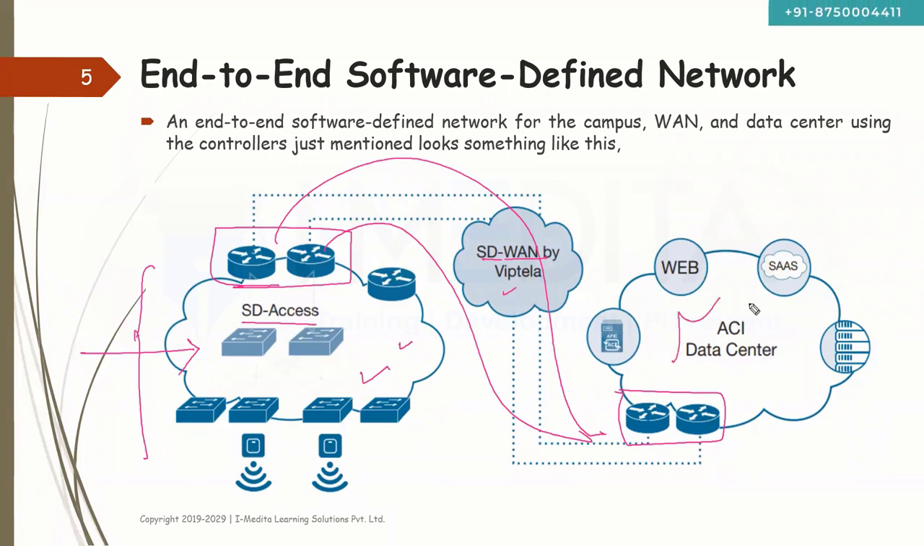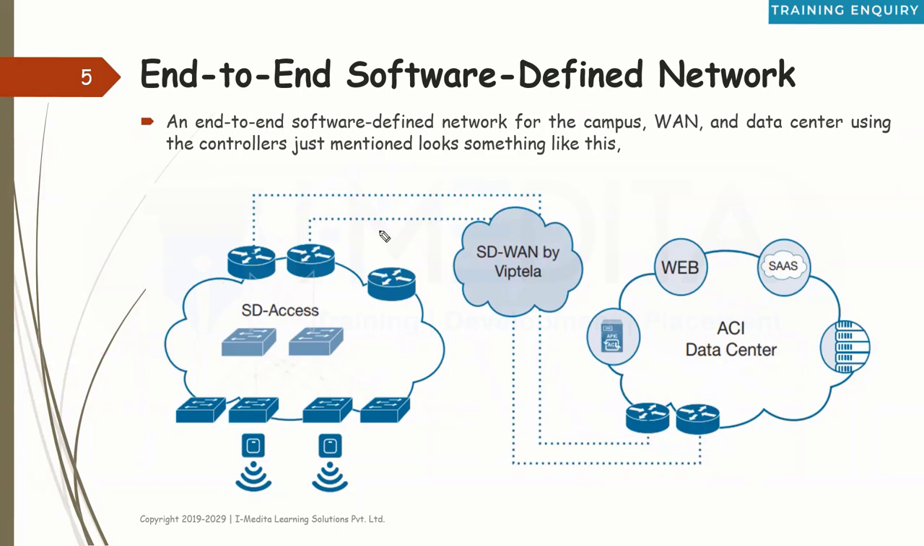And within the data center environment, we will have that ACI EPIC concept, the software-defined networking solution, the SDN solution for the data center network. So end-to-end, if you have configured the software-defined approach to manage the LAN and WAN infrastructure, and your data center, it will look something like that.